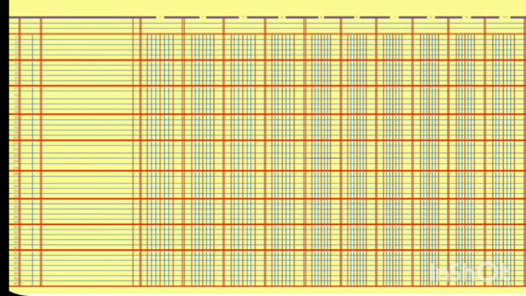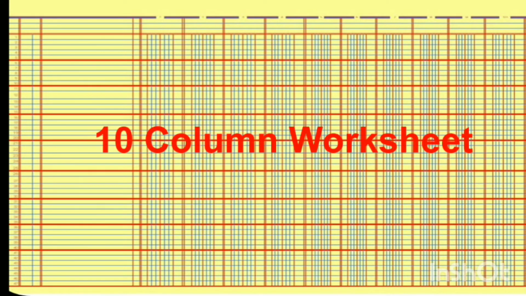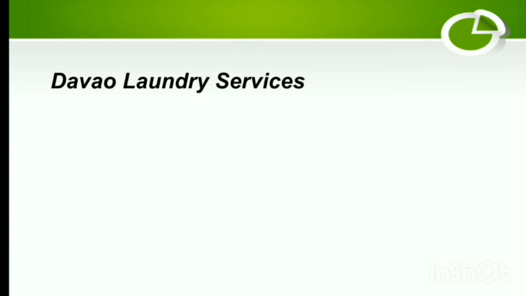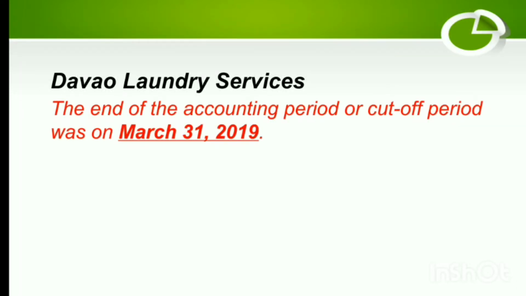And this is the columnar sheet that we will be using as a worksheet. So this actually is a 10-column worksheet because it has 10 money columns. And I will be discussing to you the procedures in preparing the 10-column worksheet by using our continuing illustration, the Devil Laundry Services. And I would just like to remind you with this assumption, the end of the accounting period or cut-off period of Devil Laundry Services was on March 31, 2019.